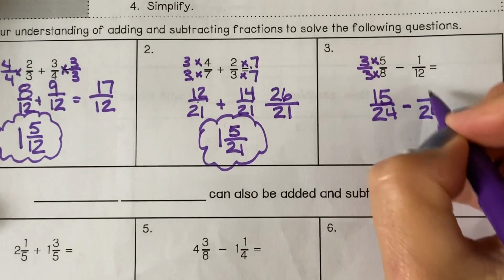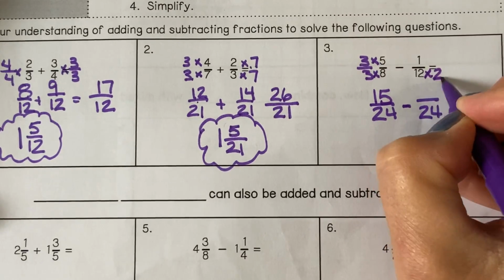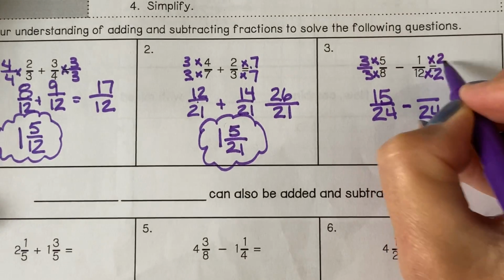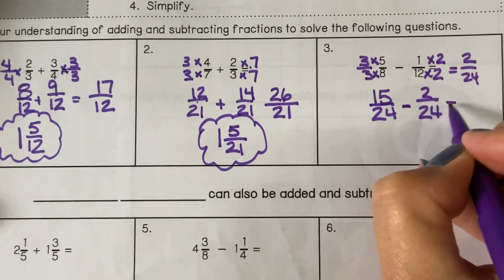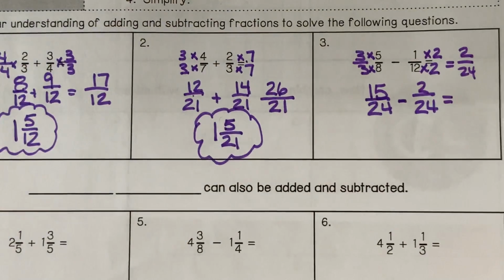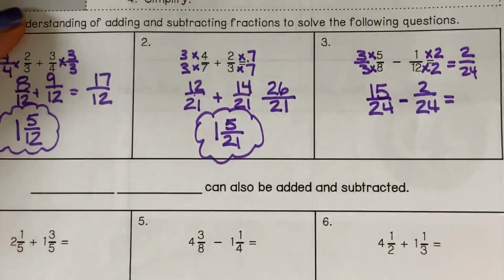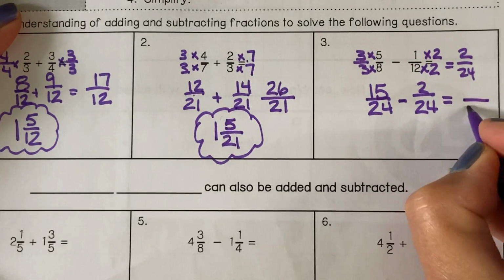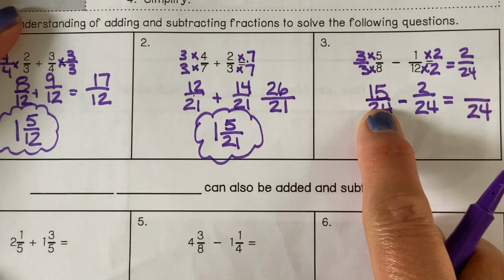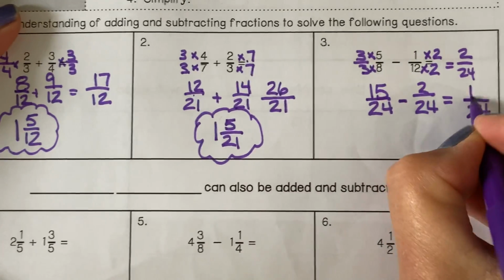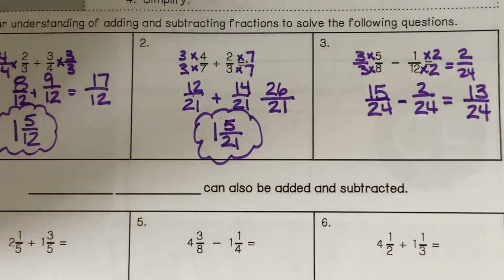I had to multiply 12 by 2 to get to 24, so I'm going to multiply 1 by 2, and I get 2 24ths. Okay? Now, I'm not going to add the numerators because it's a subtraction problem. I am going to subtract them, but my denominator is still the same. So I have 15 minus 2, and I get 13 24ths.